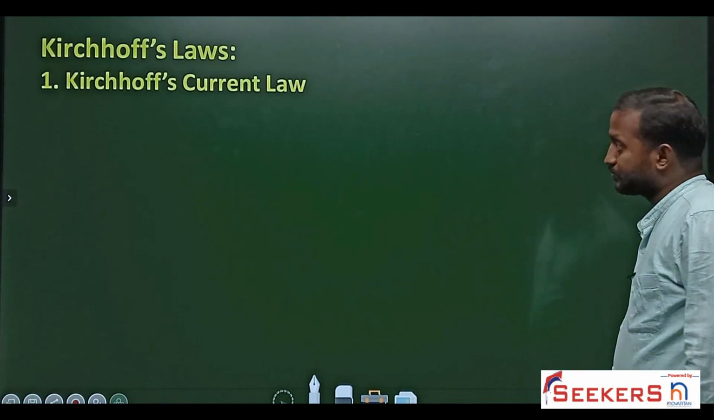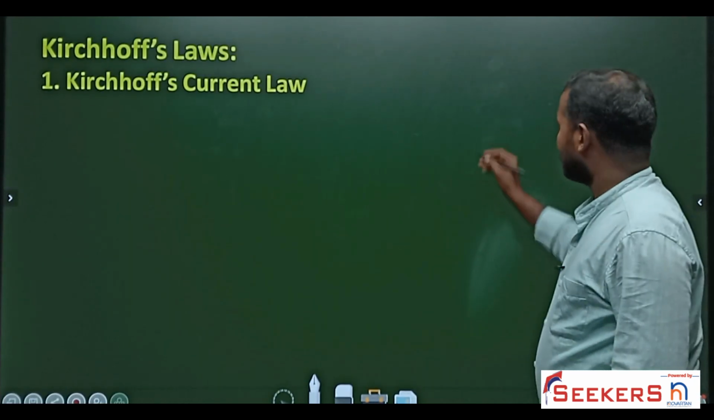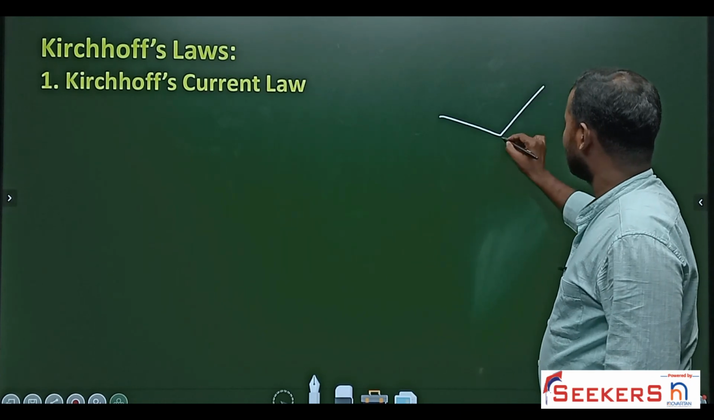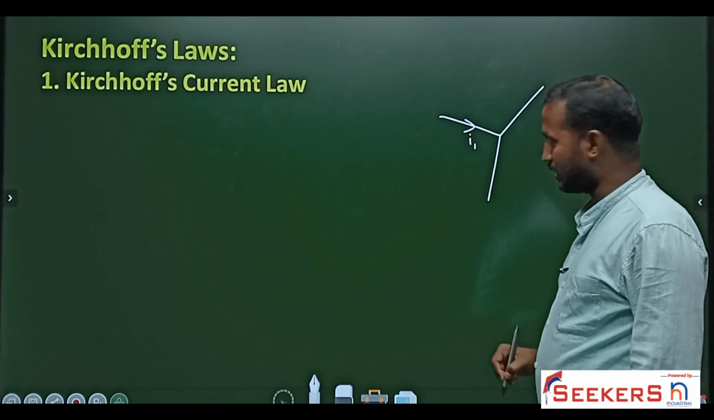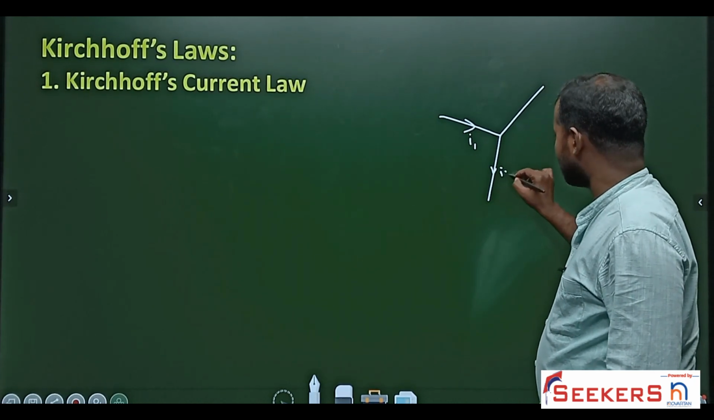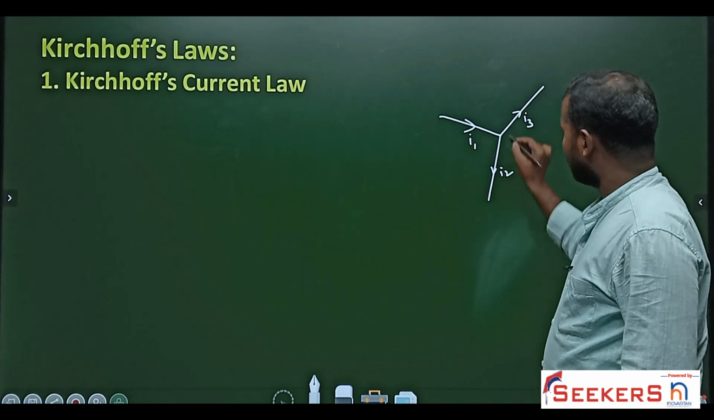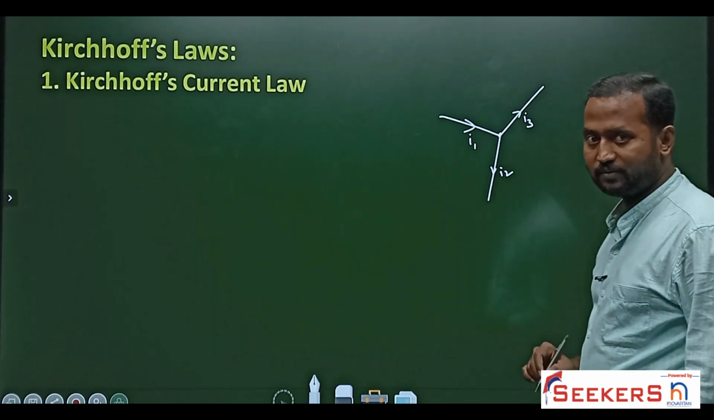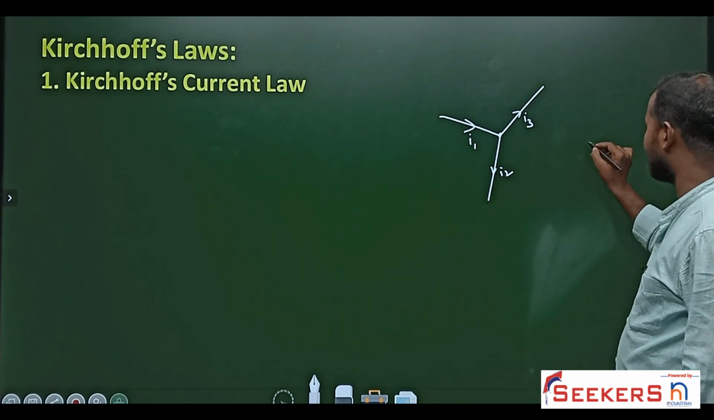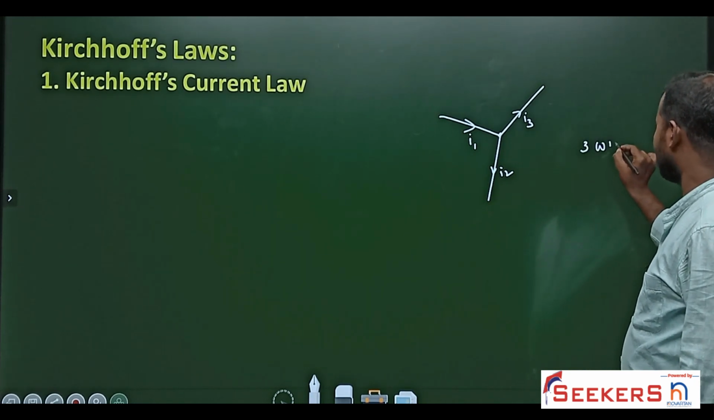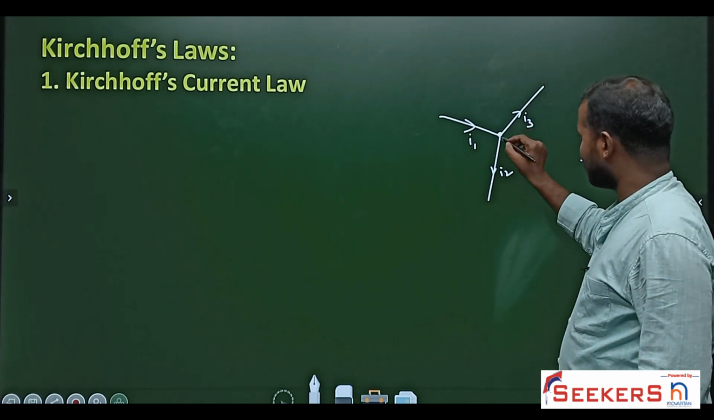Now let us talk about Kirchhoff's current law. Suppose there are three wires connected like this. Let us say the current passing through this one is I1, the current passing through this is I2, and the current passing through it is I3. This is called a junction. What is a junction, by the way? It is a location where a minimum of three wires are meeting, not two wires, three wires. If three wires are meeting, we can call this a junction.